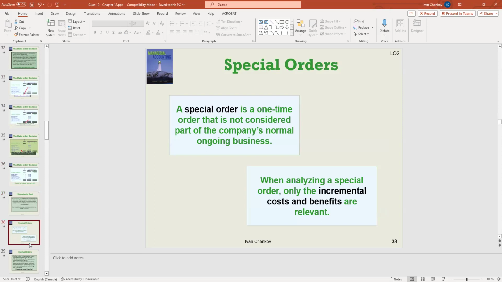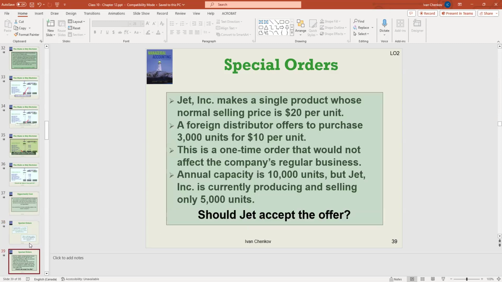One of the decisions involving opportunity cost is the special order. A special order is something very interesting, which is a one-time offer only, which doesn't impact the company's capacity or the company's normal business with other customers. None of the other customers are going to find out about this special order. Our business is not going to be affected. So when analyzing the special order, we can only use the incremental costs and benefits. Those are the ones that will be relevant for our decision. Let's see this.